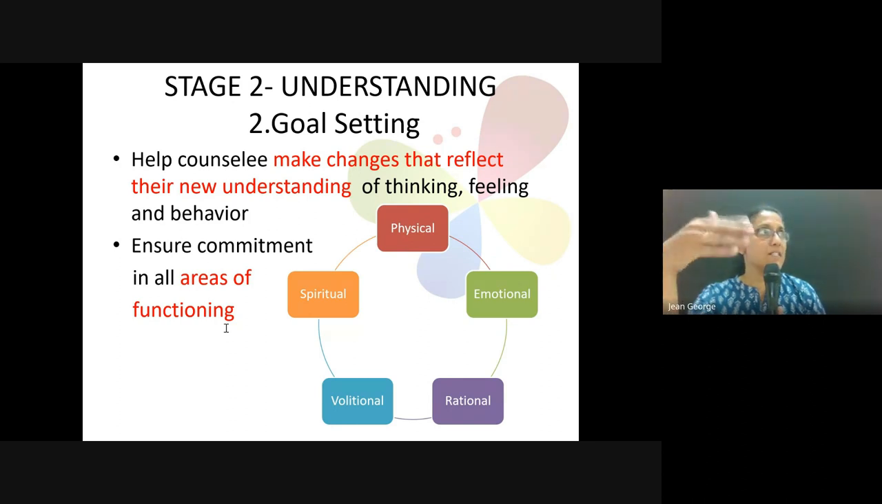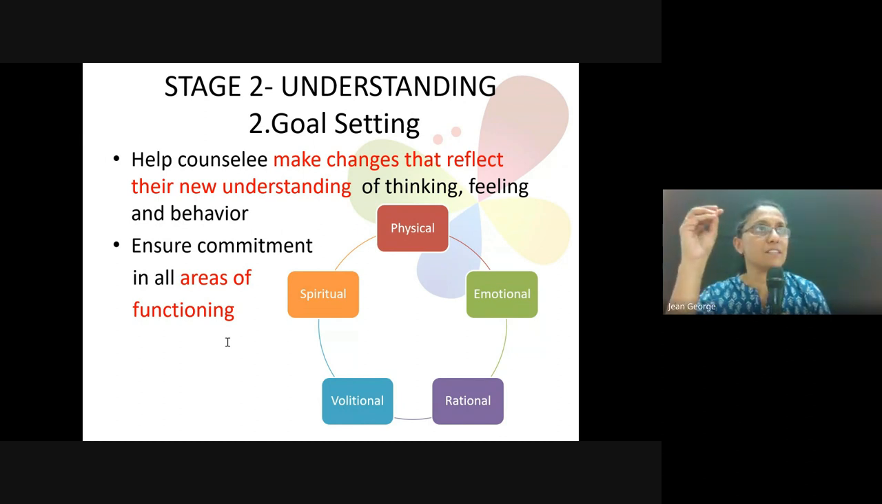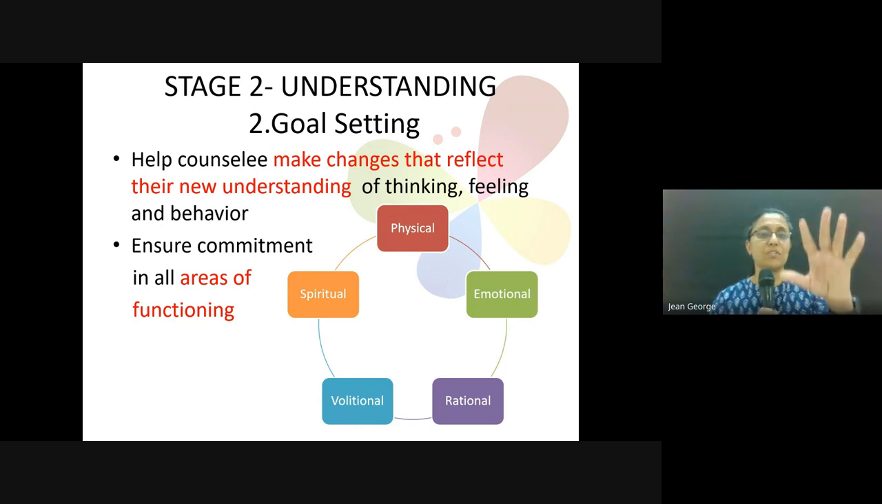Like, so Dennis makes the choice of how he can change his life. And the last one is spiritual, where you bring them to that awareness of their security, their self-worth, and their significance. So what you're doing is what we spoke about earlier. You are getting them to reflect on how their new understanding will affect their physical, emotional, rational, volitional, and spiritual areas.